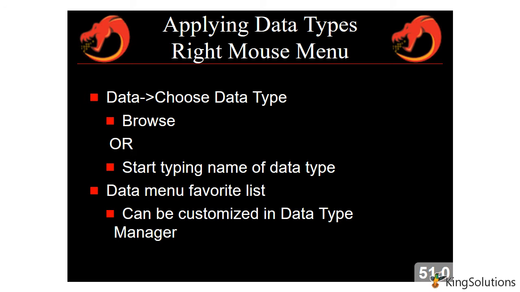Applying data types. Right mouse menu. There are two ways to apply a data type from the right-click menu. First, click on an address or select a range of addresses where you want to apply the data type. Then choose either: right-click menu, data, choose data type, then browse or start typing the name of the data type you want to apply. Or, right-click menu, favorite list, then choose a data type from the list of your favorite data types. This can be customized in the Data Type Manager by toggling the right-click favorite action.